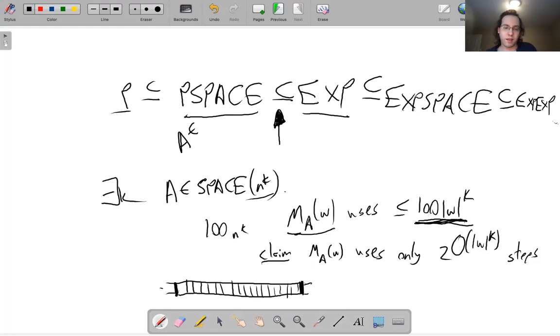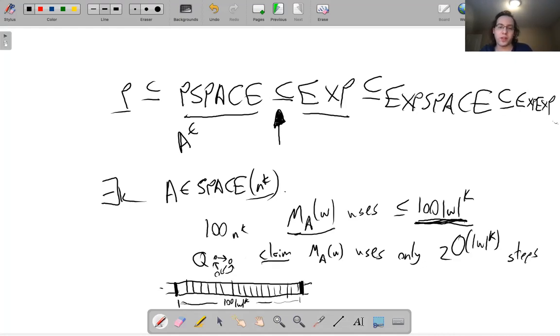And M of A also has a set Q of internal states, a DFA-like thing where they link to each other. It has a head, and these internal states are inside the head. But the point is that this whole region will only be 100 W to the K long, and there are only so many ways to have a configuration on this region. So imagine all the possible different ways that the machine can be configured, all the different configurations of what the machine could look like, how this tape is filled.